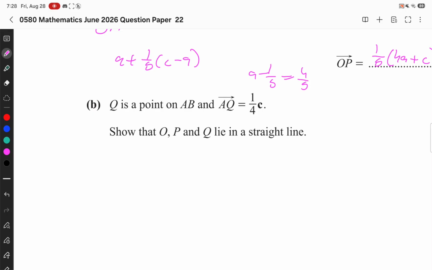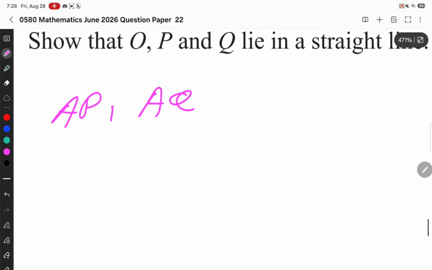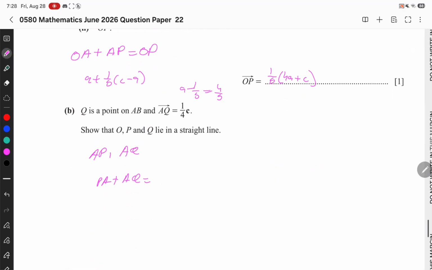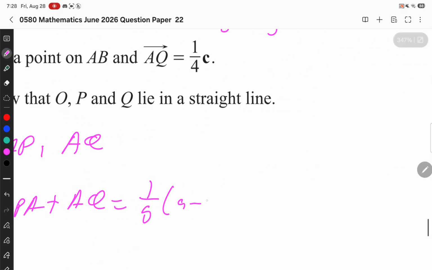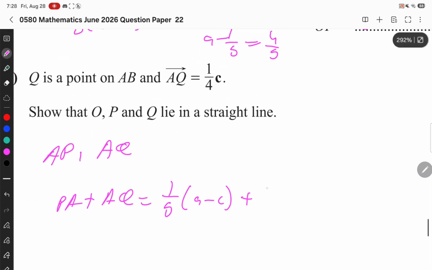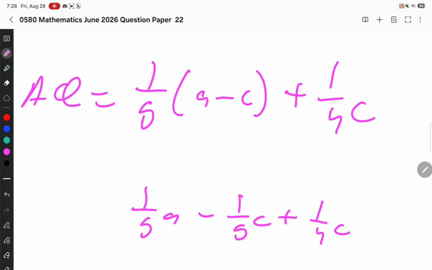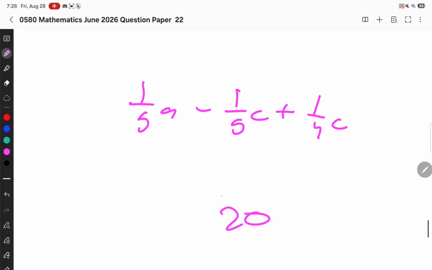Share a common factor. Okay. So this is AQ. So we can do AP. We know AP, we know AQ, we can find PQ. So this is PA plus AQ. What is PA? It is 1/5 A minus C plus AQ. What is AQ? A quarter C. So this is 1/5 A minus 1/5 C plus 1/4 C. Common C, so this is negative 4 plus 5. This is 1. So PQ is equal to 1 over 20 C.